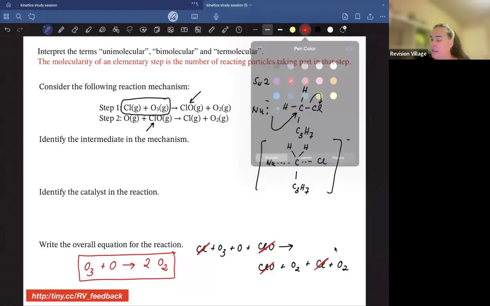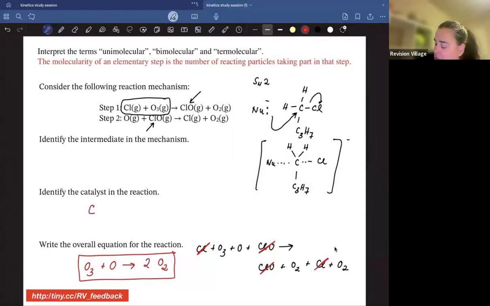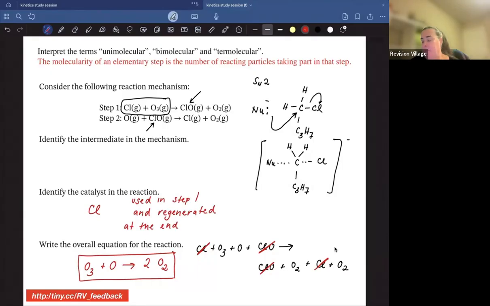The Cl is a catalyst. It is used in the first step and regenerated, to be used again. So one chlorine monoatom could react with this ozone and then be reformed at the end of this reaction to react with another one and another one, like we see in the radical chain reactions in R3.3, the propagation steps.